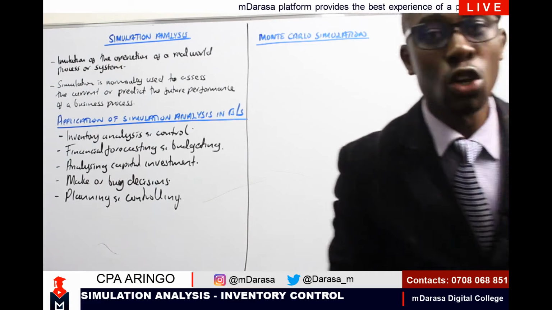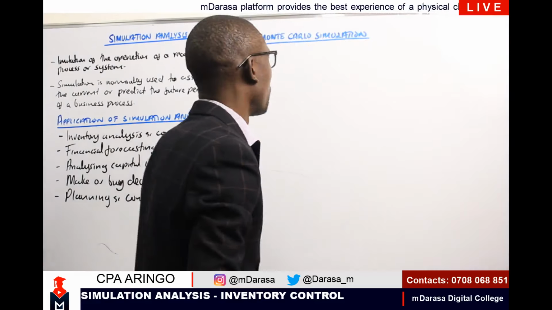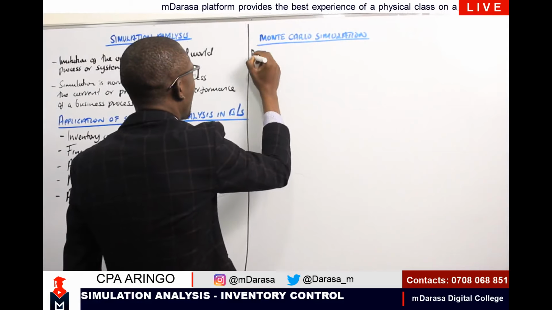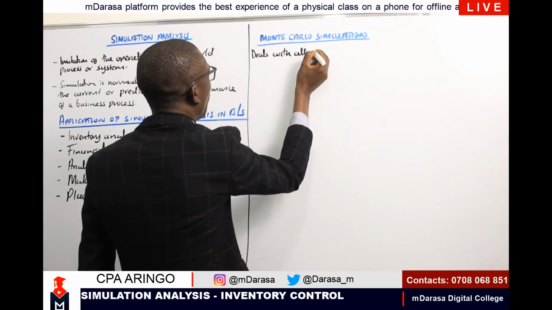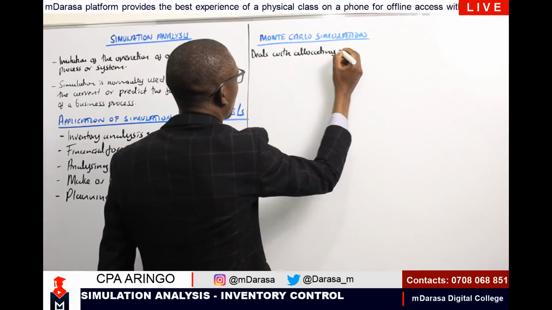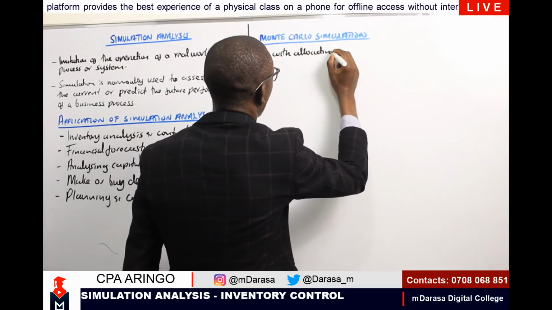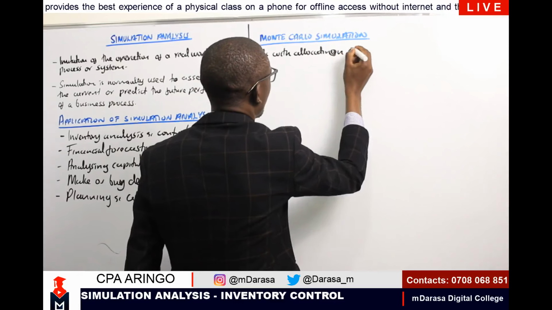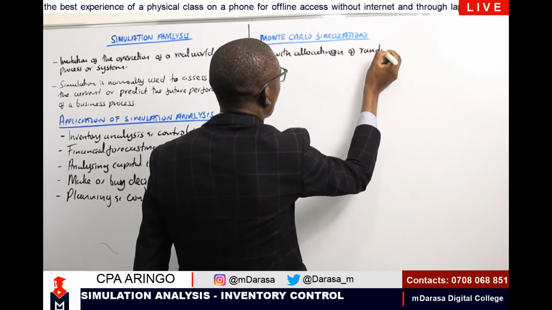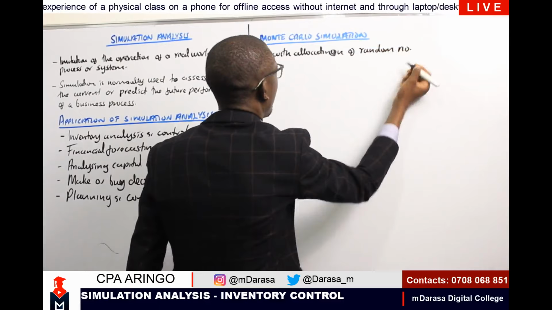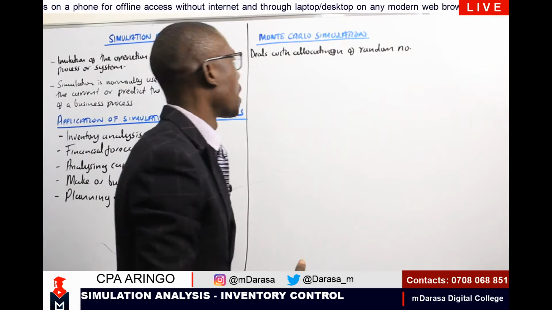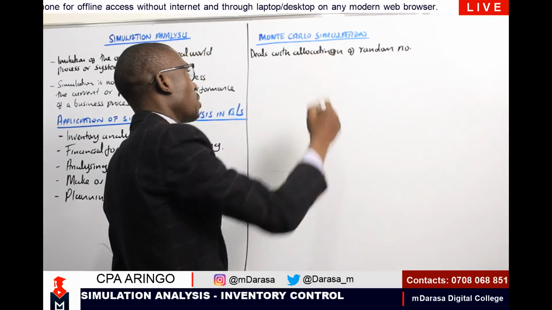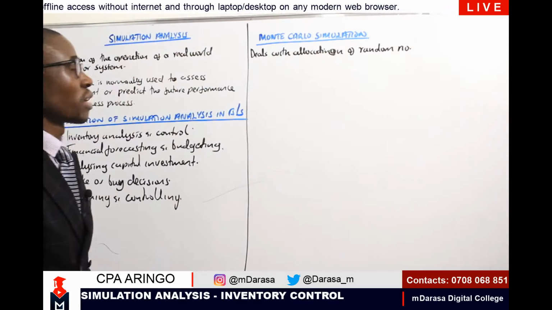So you'll find that Monte Carlo simulation is a form of simulation that deals with the allocation of random numbers. It is a key element that you must always have in mind: it deals with allocation of random numbers.